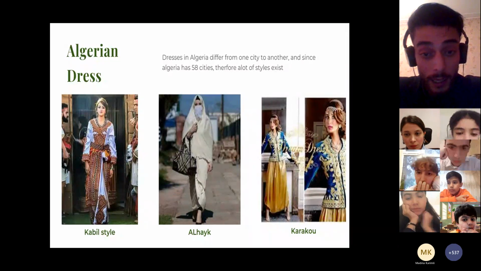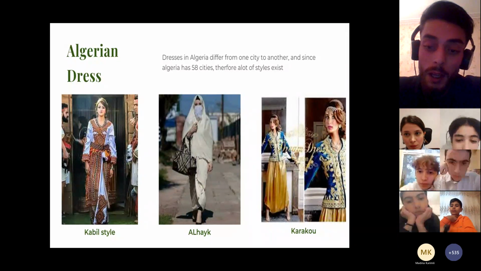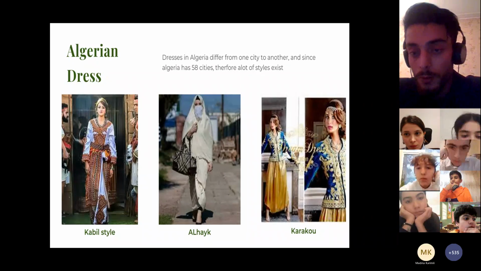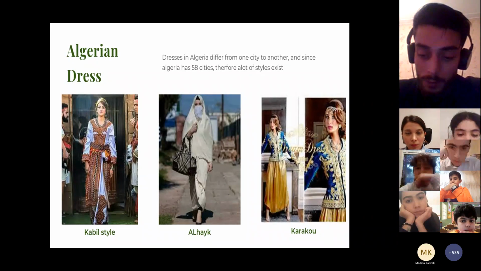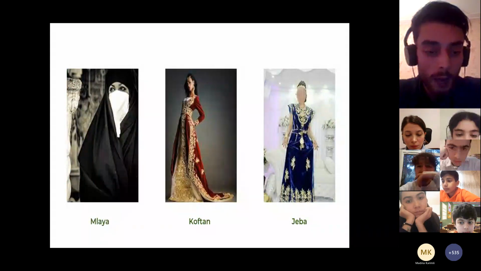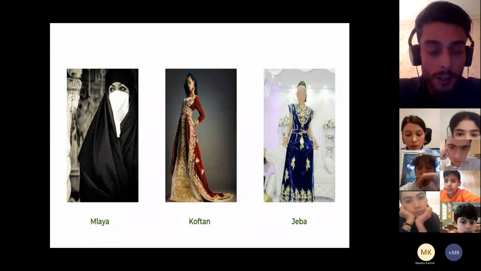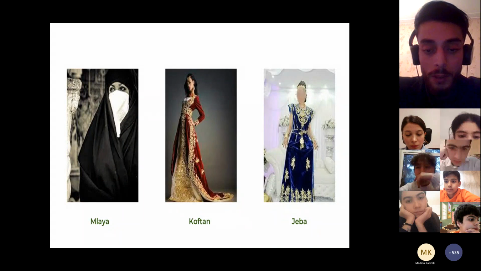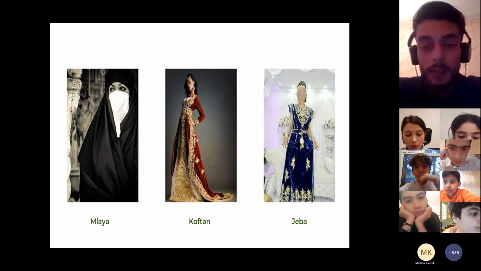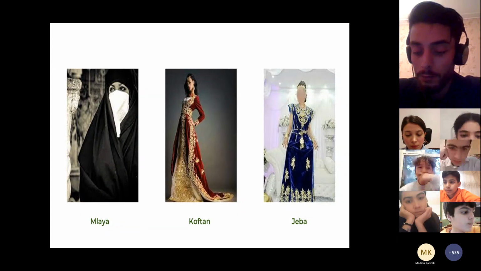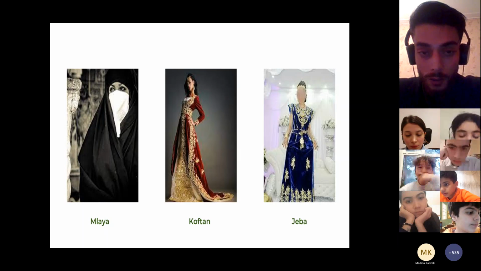In the middle, Al-Haik, which is also famous. And this one is Karakou. It is also famous among girls in Algeria. And we have the Mlaya as well, as you are seeing here. On the left, in the middle, we have Koftan. And on the right, we have Jebba. Those last two are more famous in one region called Constantine.